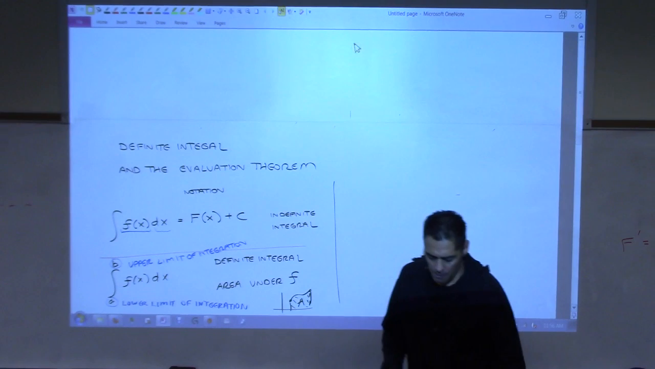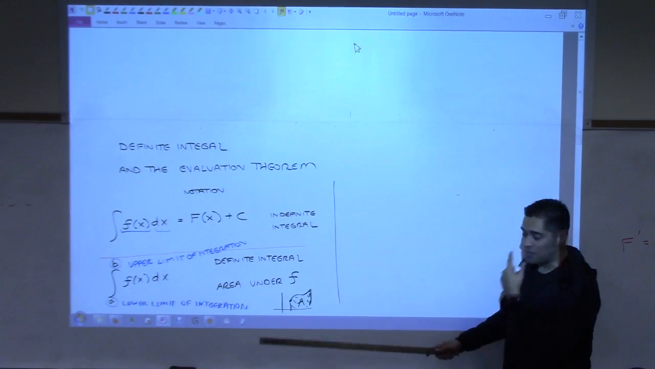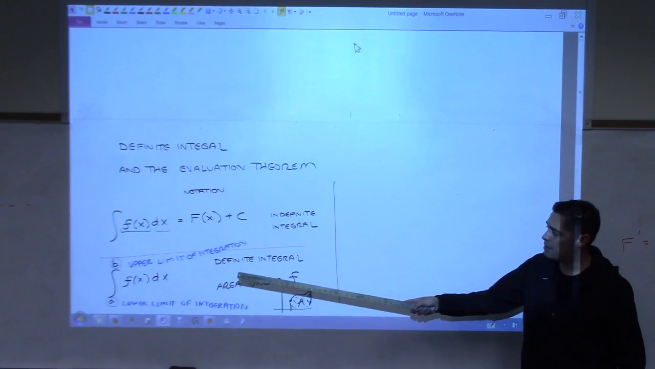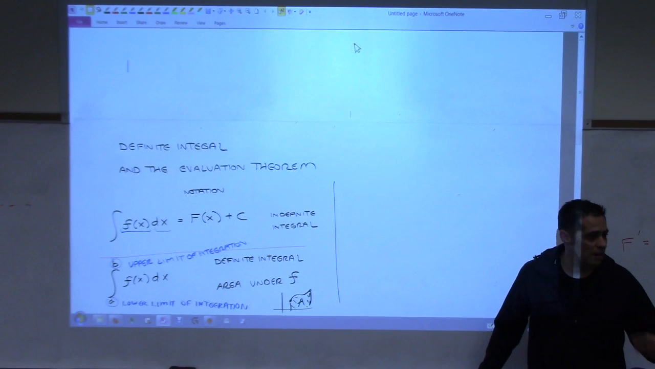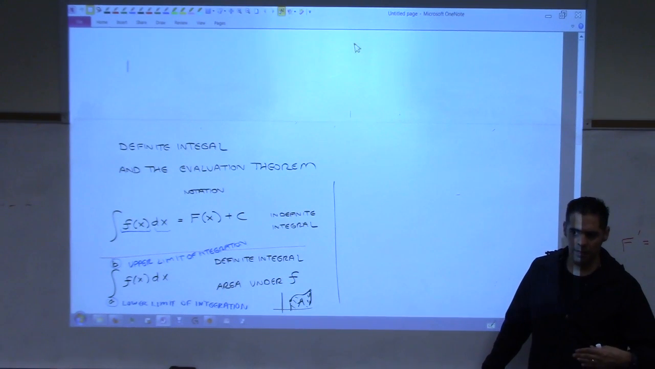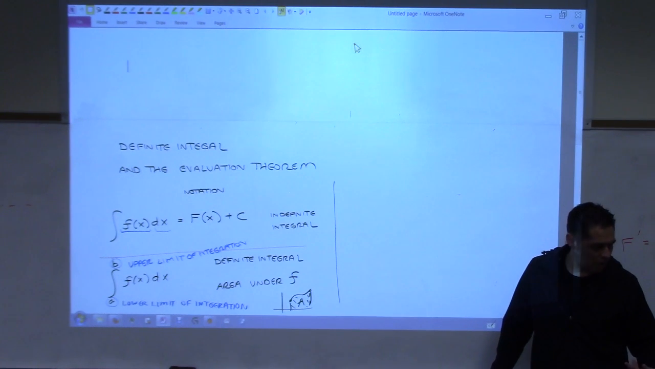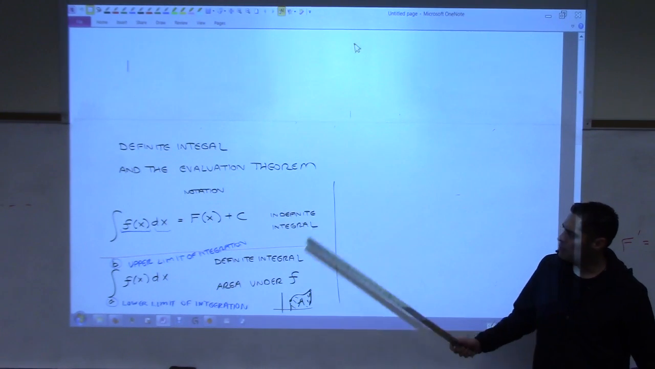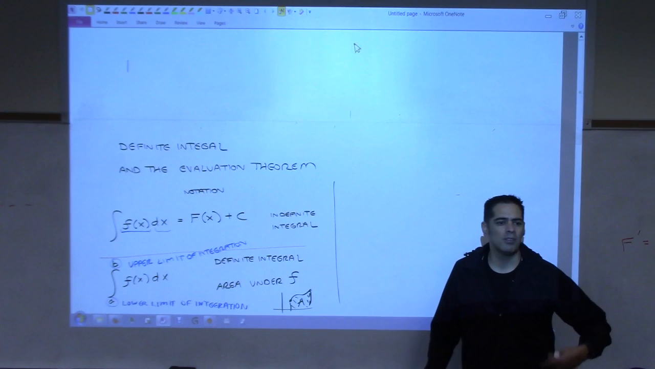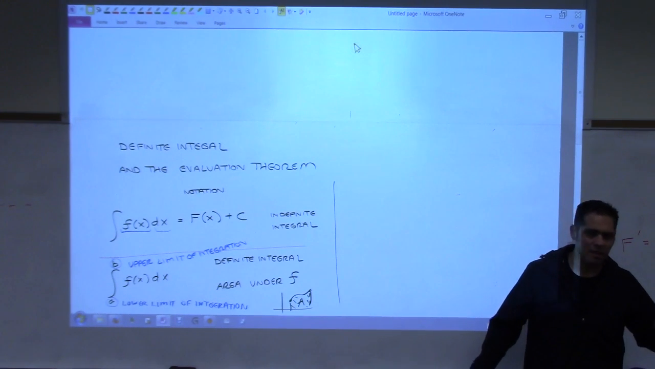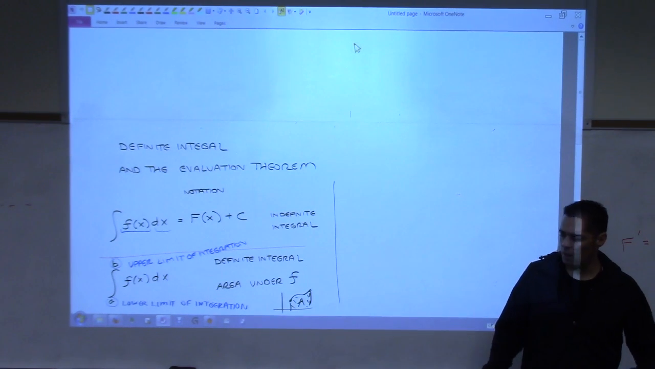So, most of the time when someone asks you to evaluate a definite integral, your answer is going to be a number. Most of the time. Because it's the area underneath the curve. As opposed to an indefinite integral where your answer is a function plus c. Totally different concepts, yes? All right.